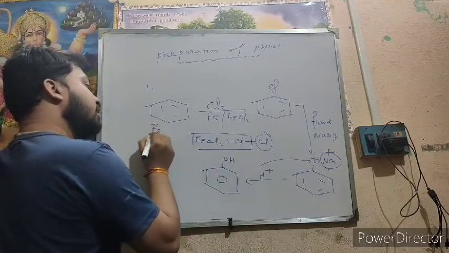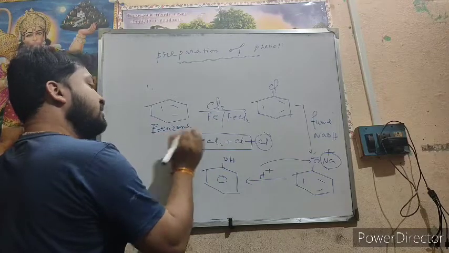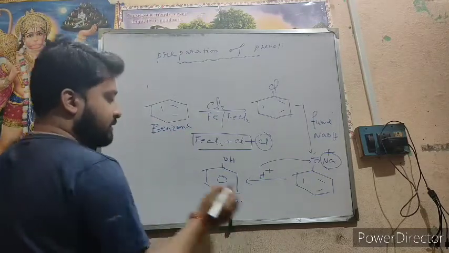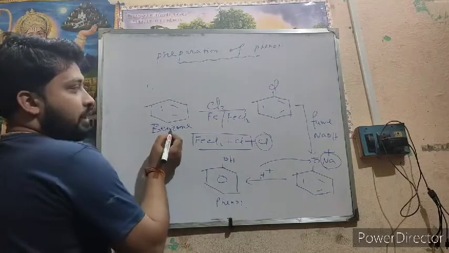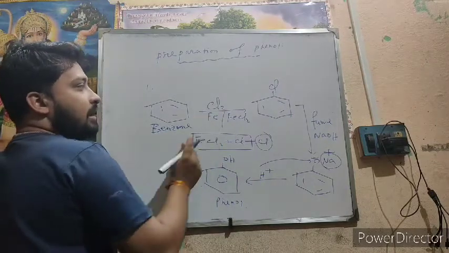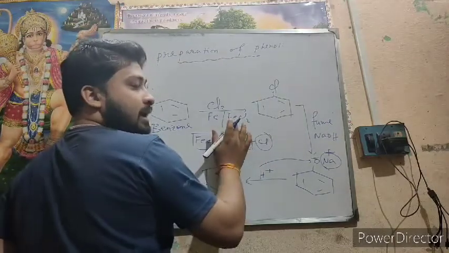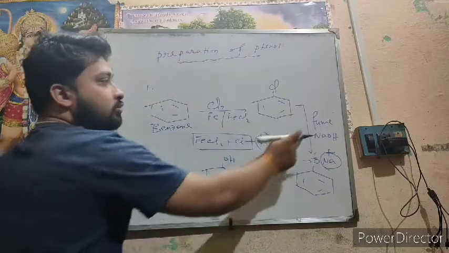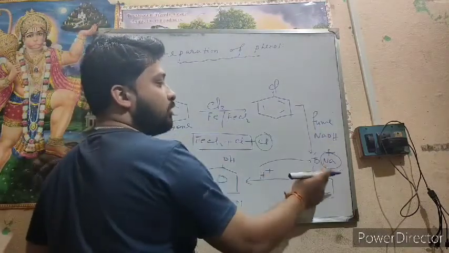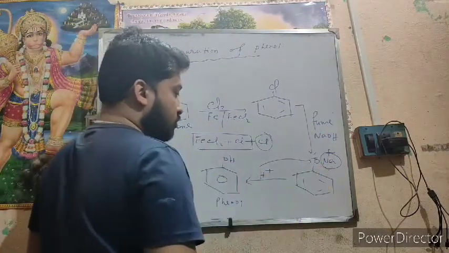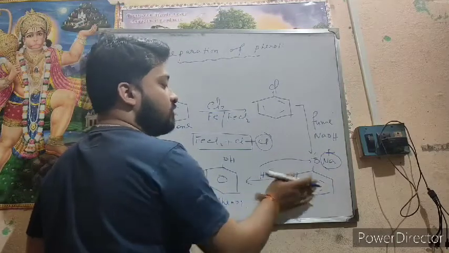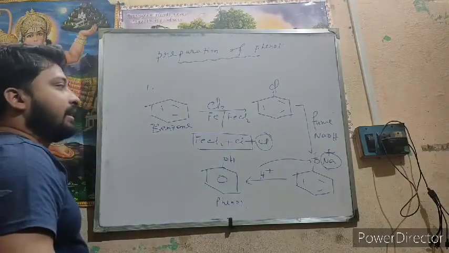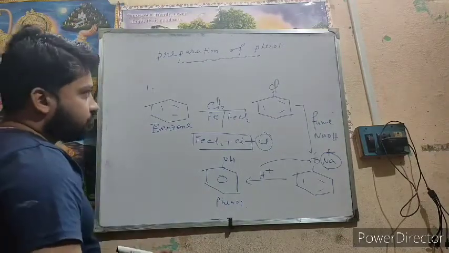So this is the preparation of benzene to phenol. Benzene, you take chlorine and you get chlorobenzene with the help of FeCl3. When you get chlorobenzene, you use fused NaOH and it gives you sodium phenoxide. When you acidify it, you get phenol. Okay, this is the first.